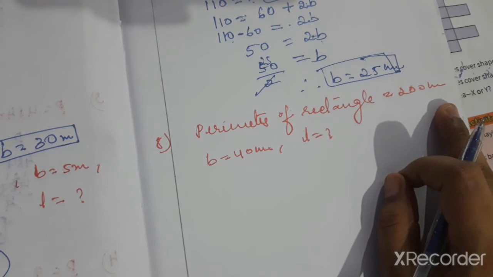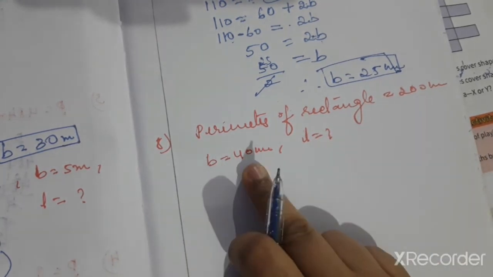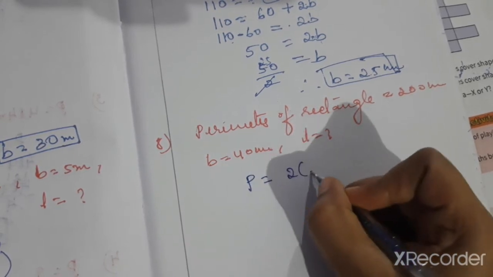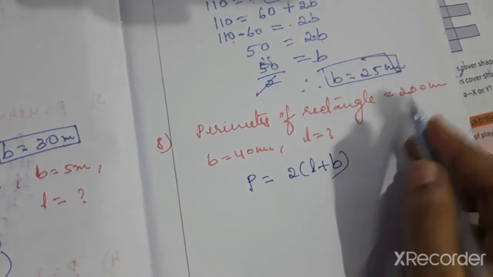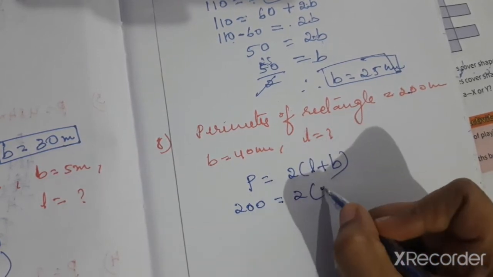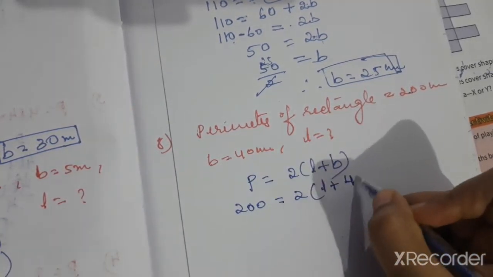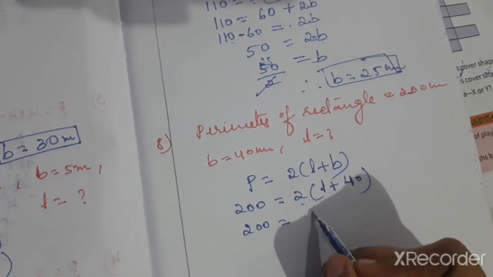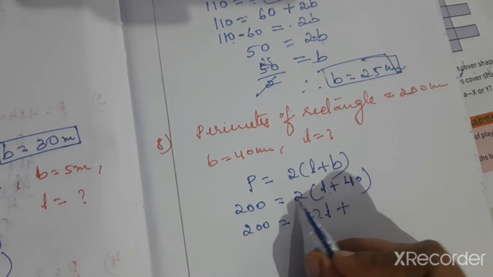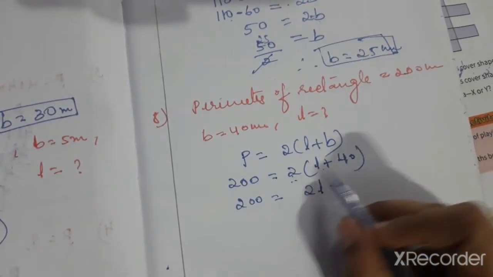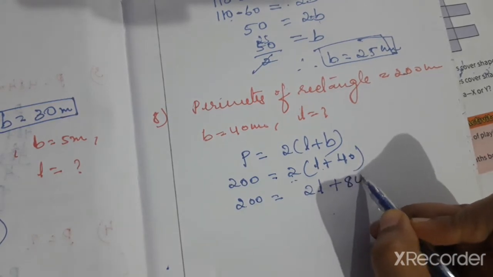Now next, the eighth one. Perimeter of a rectangle is 200 centimeter. Breadth is 40 centimeter. Length we have to find. So perimeter of rectangle equals 2 into (L plus B). Perimeter is given, 200 centimeter. L value we have to find, and B value is 40. Okay, now 200 equals 2 into L is 2L plus multiplying 2 into 40. Bracket means multiplication. 2 into 40, 2 fours are 80.